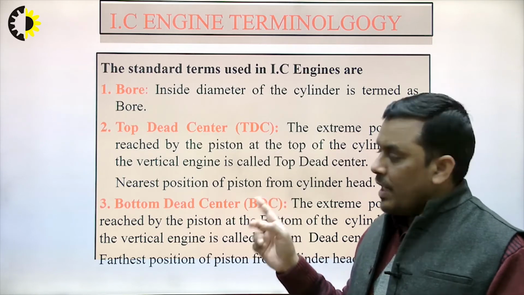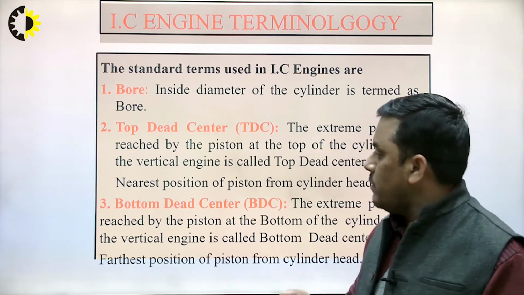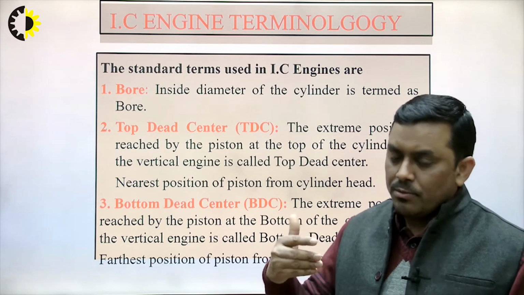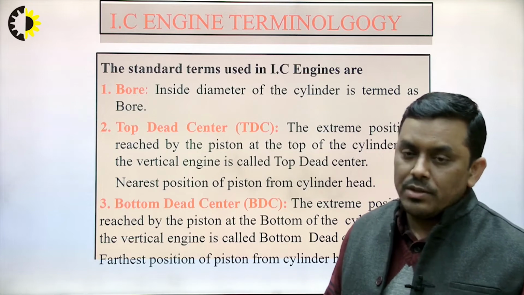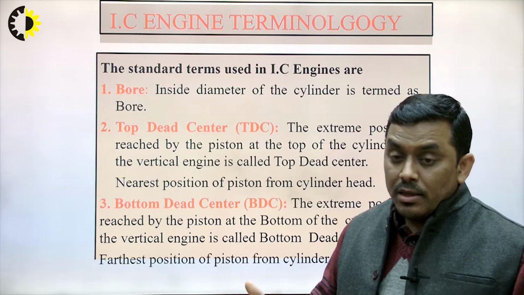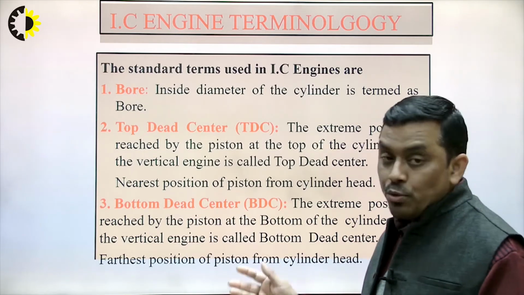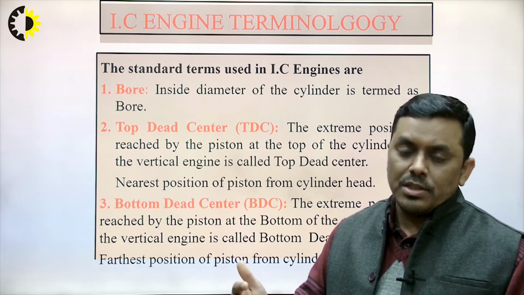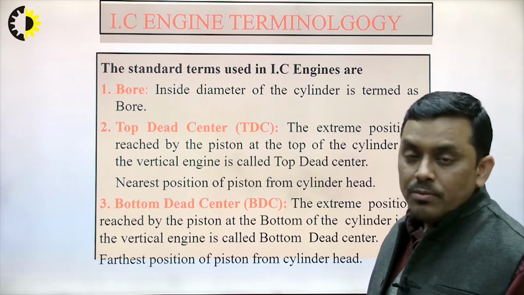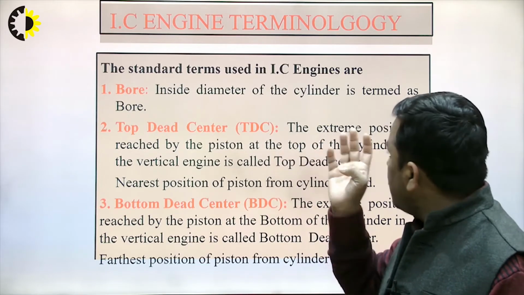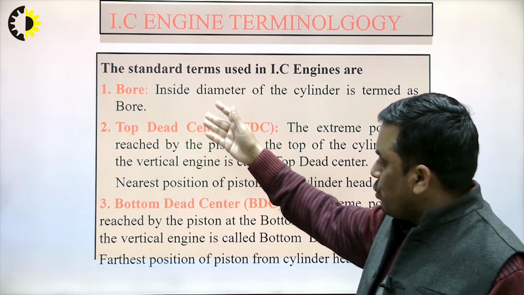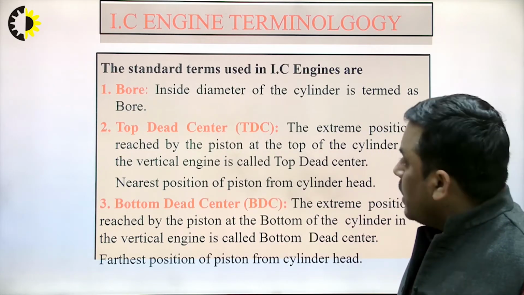So in earlier slides we were discussing the classification of engines on the basis of type of fuel used, cycle, type of ignition, position of the cylinder, and cooling. These are the basic classifications of IC engines. Now, when we go into the detail, it is necessary to understand the terminology: the basic terms related to IC engines, bore, top dead center, bottom dead center, and many other terms.